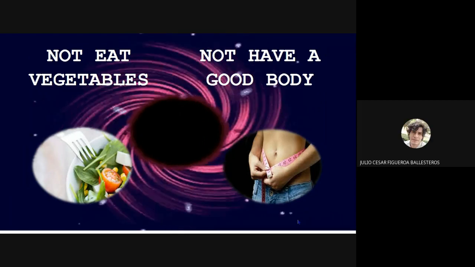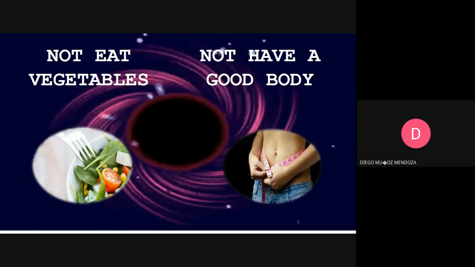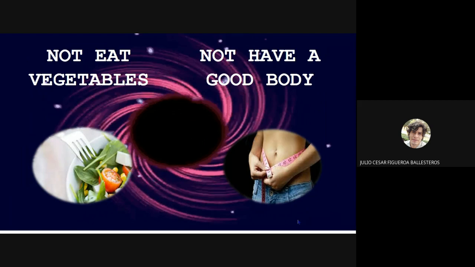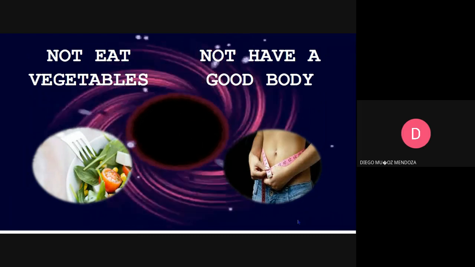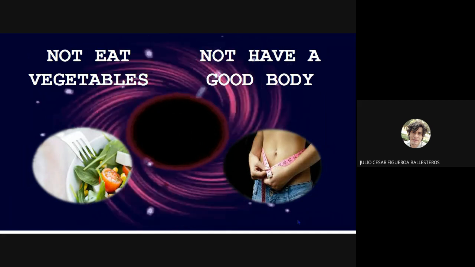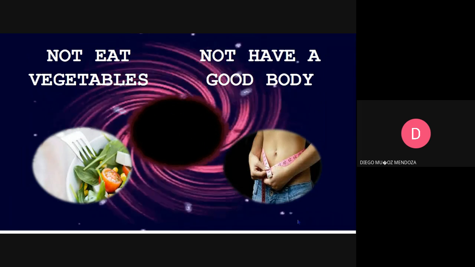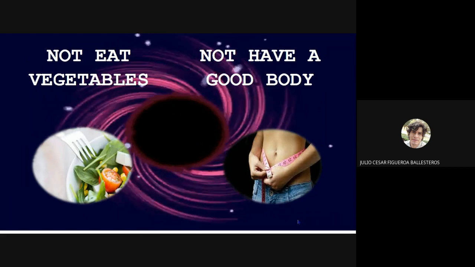Okay, if you don't eat vegetables, I won't have a good body. But remember to use the same person. If you don't eat vegetables, you don't have a good body. No. Because you cannot say I do the action and the consequences for another person. It's for the same person. It's you. If you don't eat vegetables, you don't have a good body.